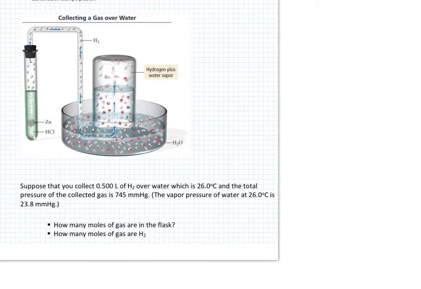And this one we're going to take a look at collecting gas over water. This is a great way to collect a gas sample from a chemical reaction. If you recall, in the last video we mentioned this is the displacement reaction between zinc and hydrochloric acid. So zinc solid plus 2HCl aqueous yields zinc chloride aqueous plus H2 gas.